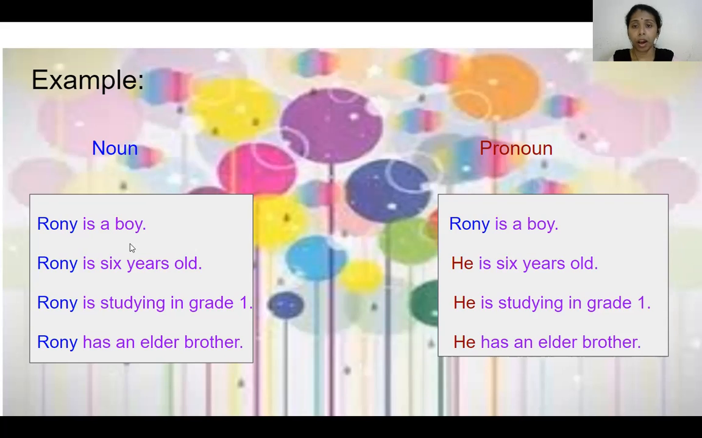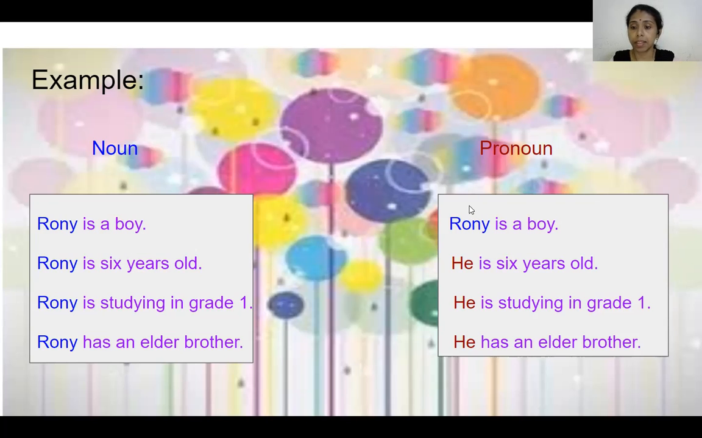So now how we will use pronoun. Here as Ronnie is the name of a boy, it is a noun. And according to the definition, instead of using noun again and again, we can use pronoun like I, you, he, she, we, they, him, like this. So here what we will use.